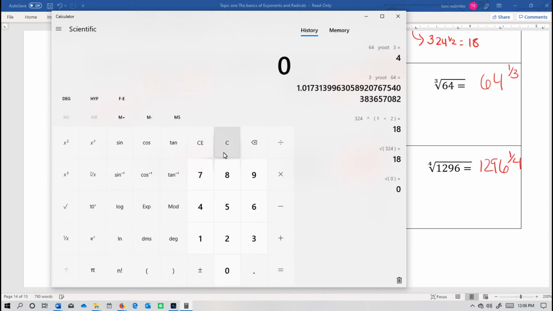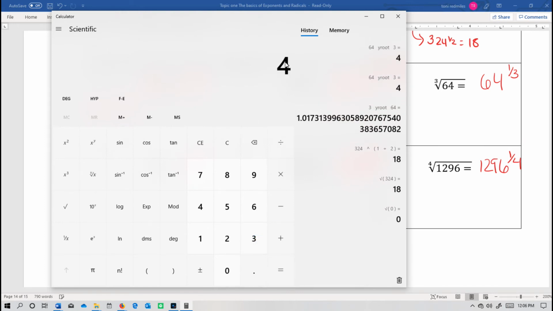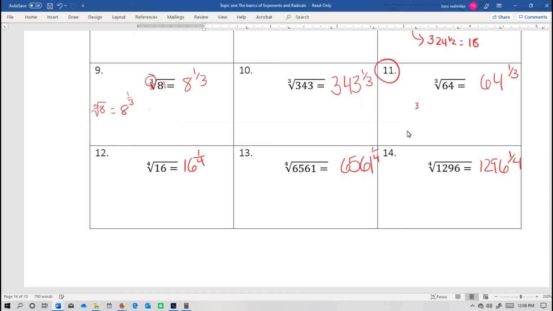Okay, so on this computer, because my Texas Instrument app was not working today, on this computer calculator, what I have to do is hit 64, then my root, and then I have to hit what the index is to my root, and it tells me that the answer is 4. So when I take the cube root of 64, the answer is 4.